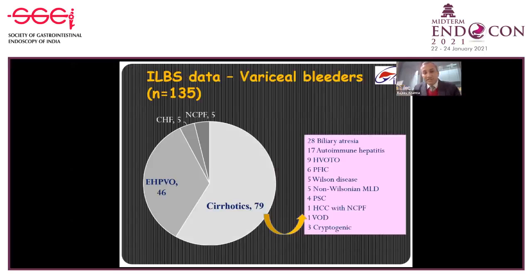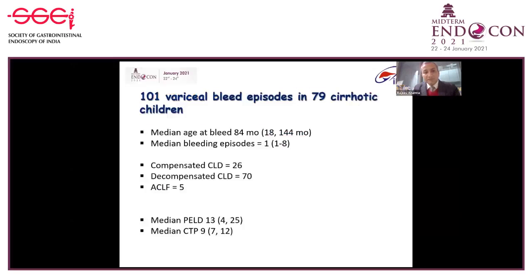And we have also seen in our cohort, which is still unpublished, 135 variceal bleeders. The etiological subset was cirrhotic in 79 and EHPVO in 46. And this is the breakup of the cirrhotic children. The common etiologies are biliary atresia and autoimmune liver disease. We further analyzed 101 variceal bleeding episodes in 79 cirrhotic children, where the median age at bleed was around 84 months, and the bleeding episodes ranged from 1 to 8.